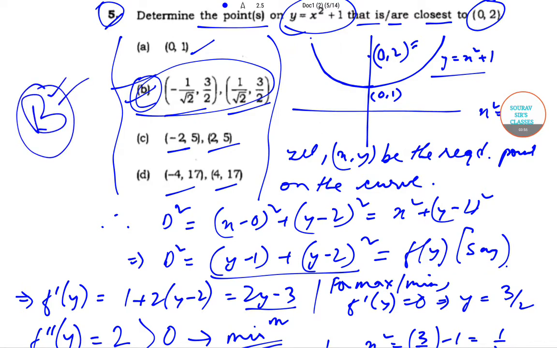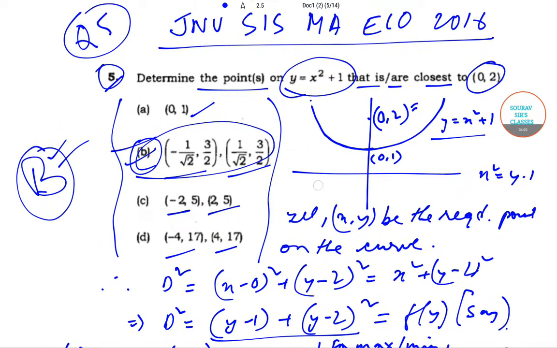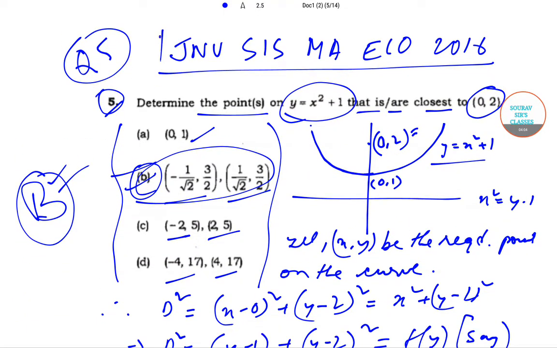So today we have solved question number 5 from the JNU School of International Studies MA Economics question paper of year 2016. We'll be solving the next questions in the subsequent videos.